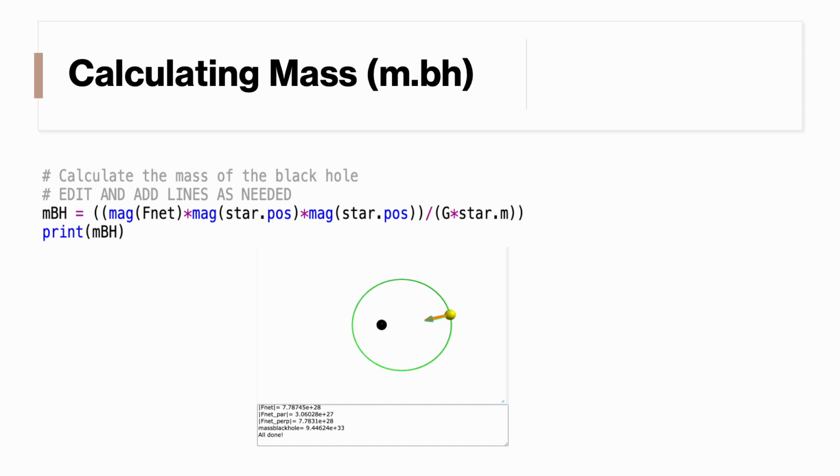In order to calculate the mass now, we can set the equation equal to Fnet is equal to GMm over r squared to find the mass of the black hole, which is exactly what I did here in this program. And we found that the mass of the black hole is 9.44624 times 10 to the 33.